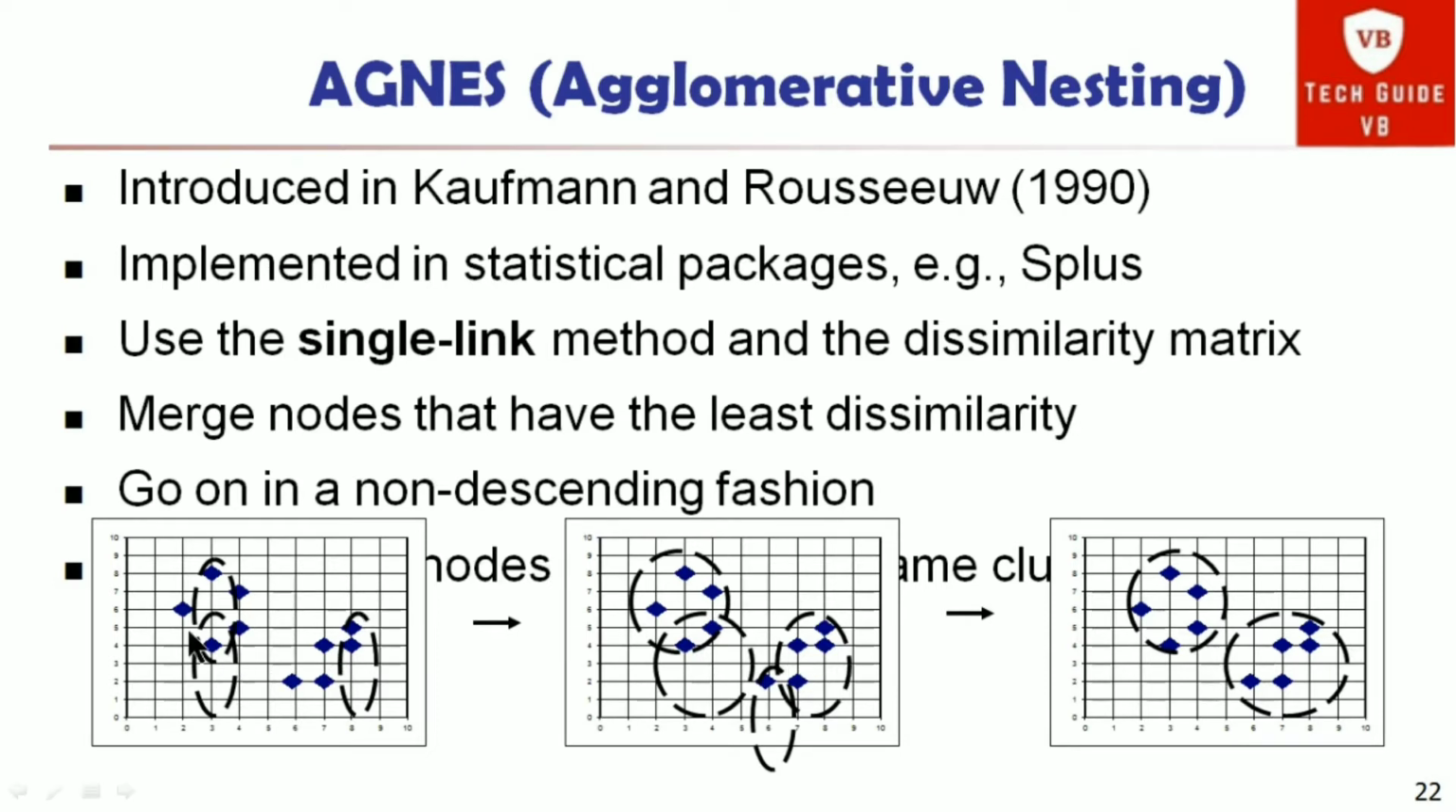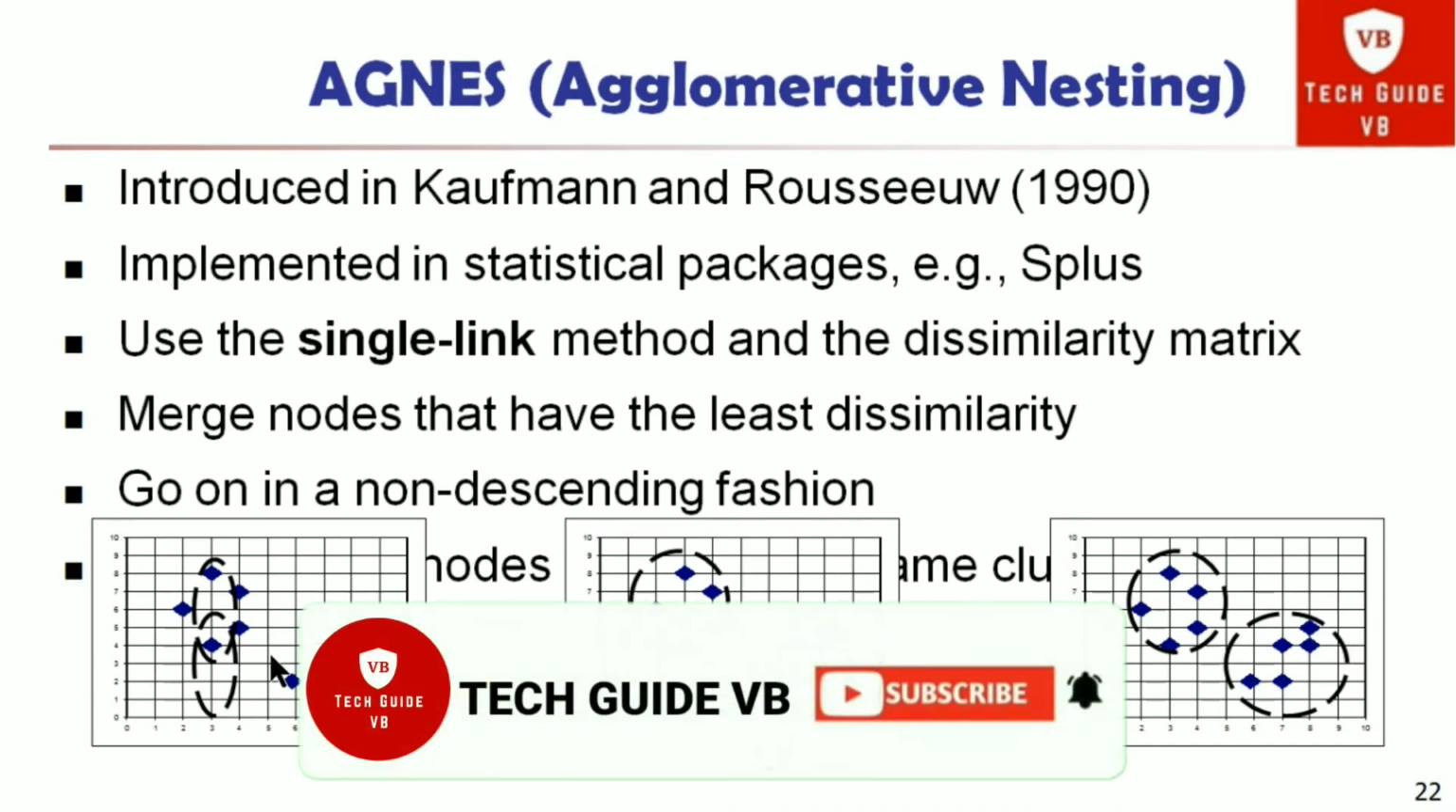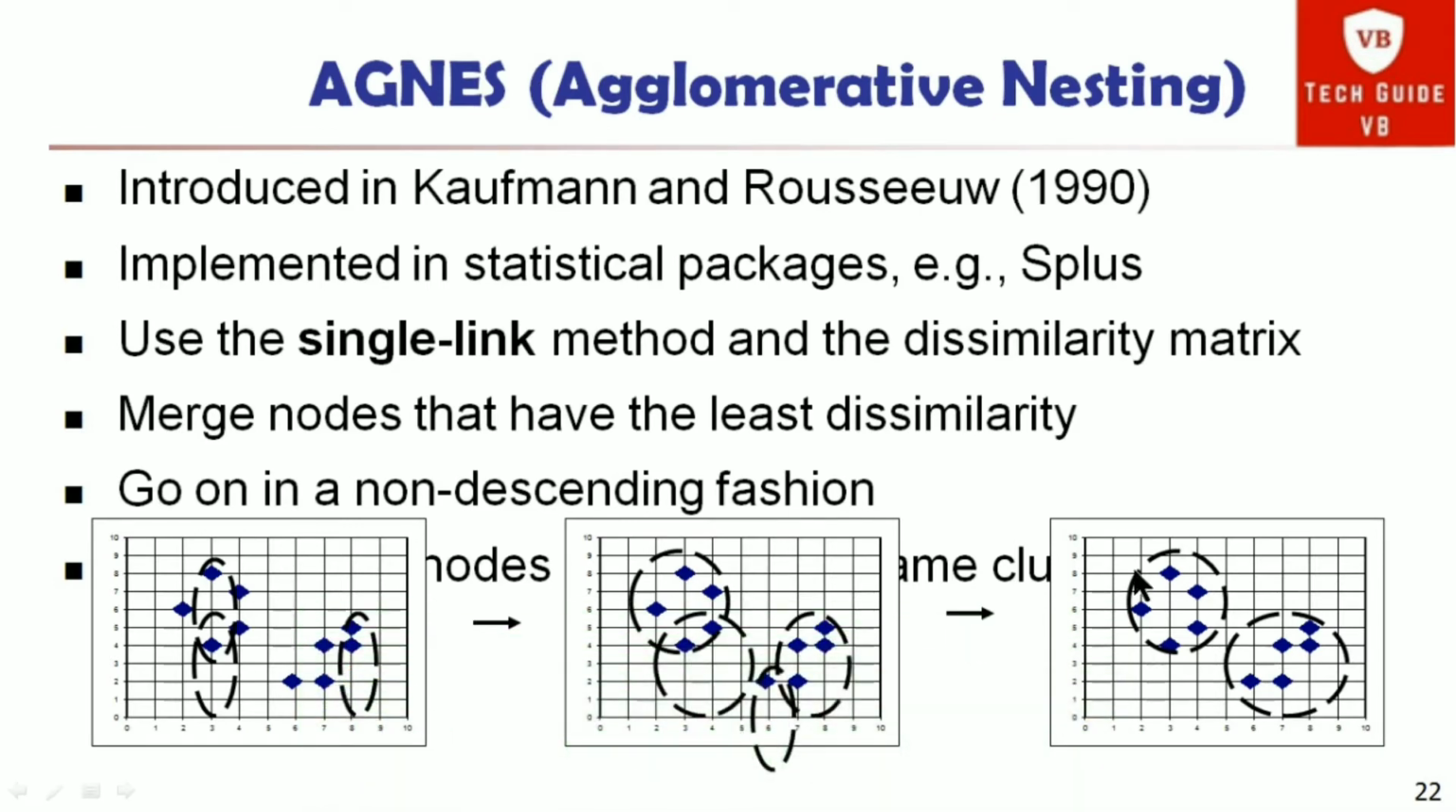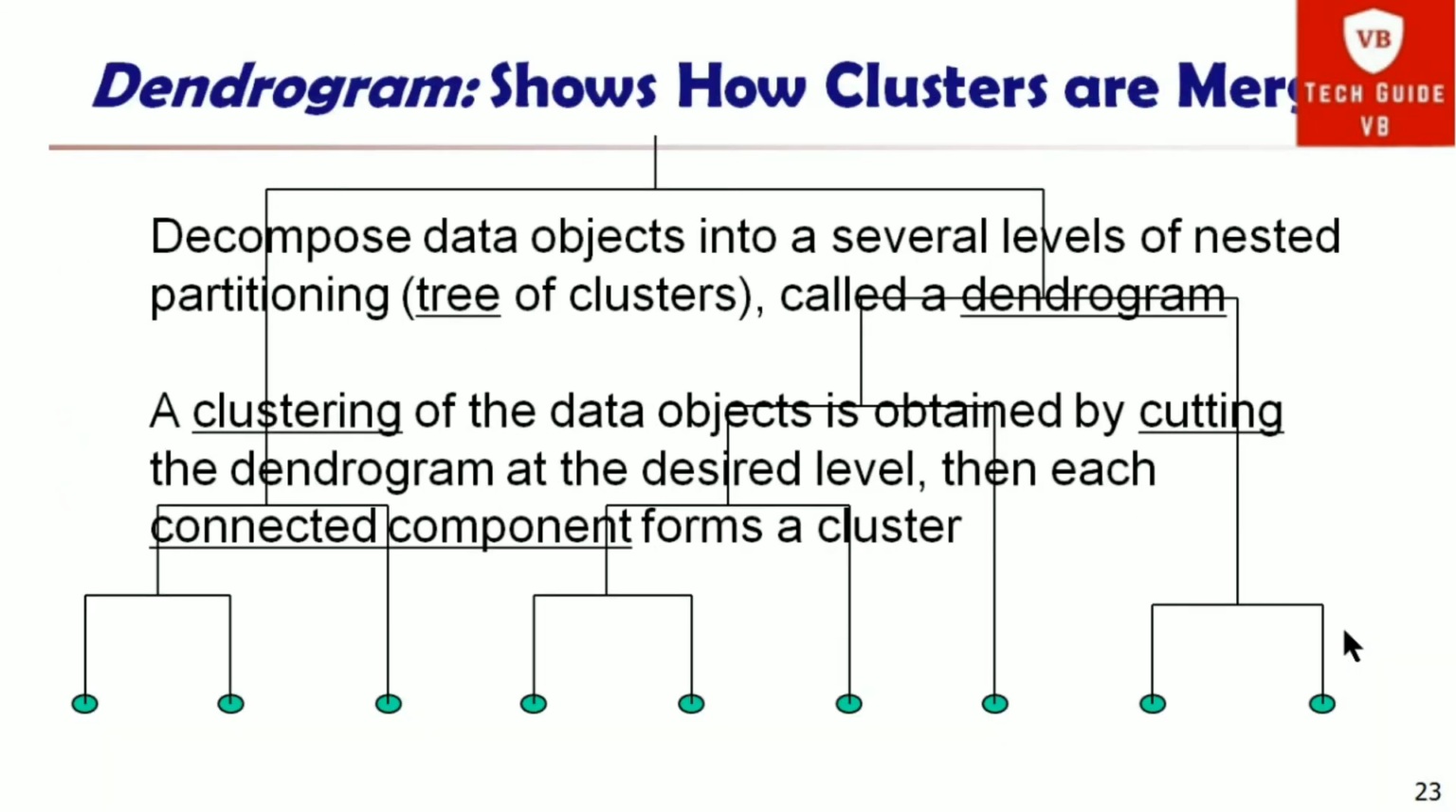If we consider the different clusters here, we will cluster them using a single link, and we will merge nodes that have the least similarity. So this is the merging. This is the agglomerative method which we have seen earlier with the A, B, C, D, E example also.